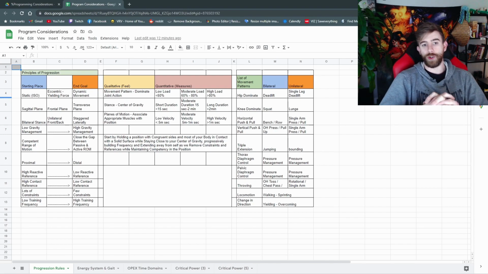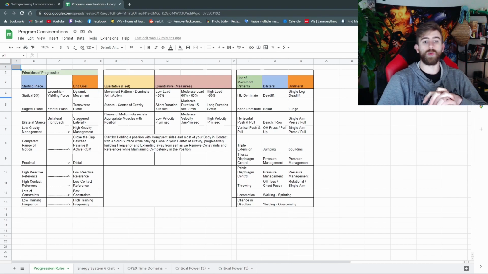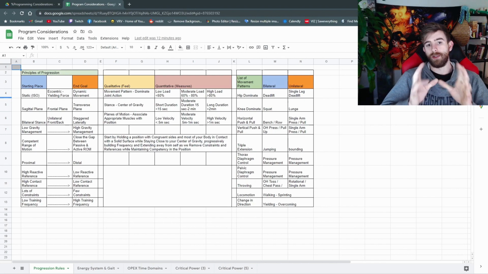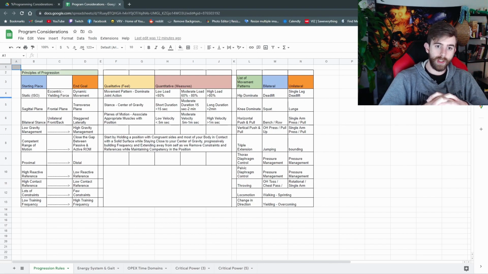Below that, we have our stances. So bilateral stance, then we have our unilateral front to back, progressing towards a unilateral staggered laterally stance. So your bilateral stance, again, think squat, bench, deadlift, so even stance, even grip kind of activities. Your front to back movers, hamstrings and abs.